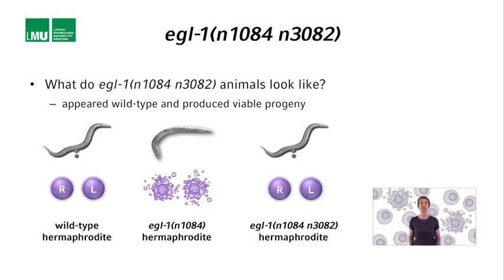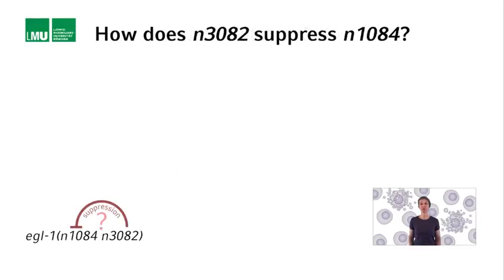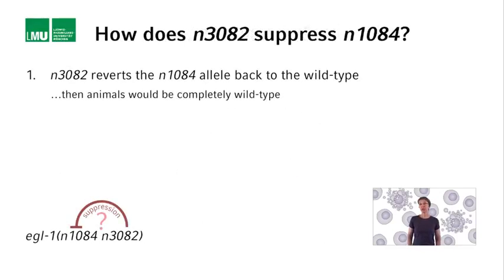So what does N3082, the second mutation, do? There were at least 3 possible explanations. First, N3082 might revert the N1084 allele back to the wild type allele. In that case, N1084 and N3082 animals should be completely wild type.